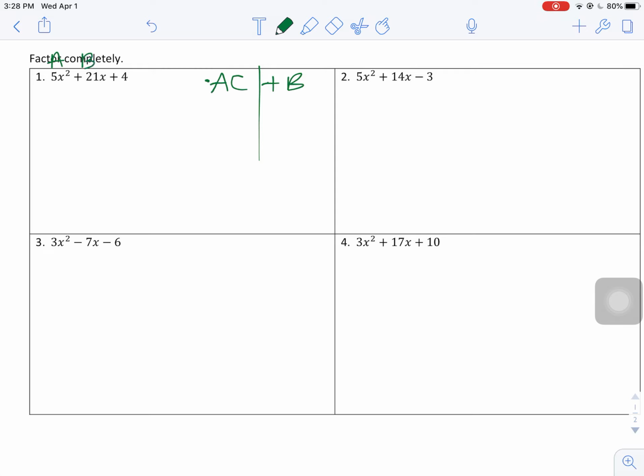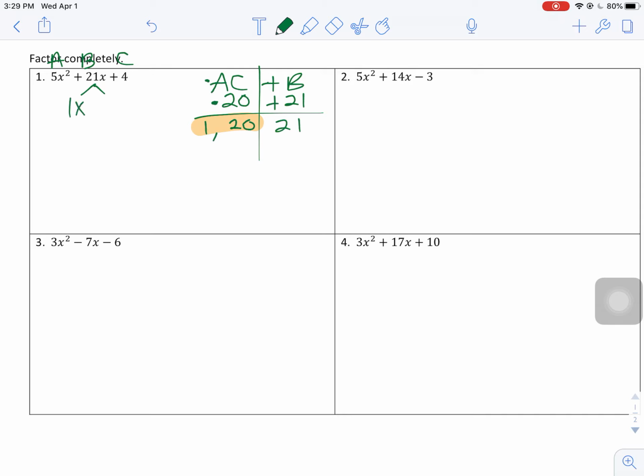So on 1, we have A, B, and C. So A times C is 5 times 4, which is 20. So we want to find 2 numbers that multiply to 20 and add up to our B value, which is 21. So I think we're lucky on this one. It's the very first one we try. 1 times 20 is 20. 1 plus 20 is 21. So that works right off the bat.